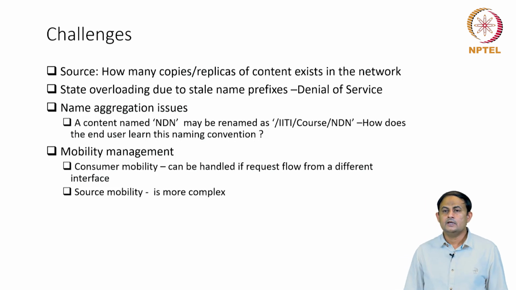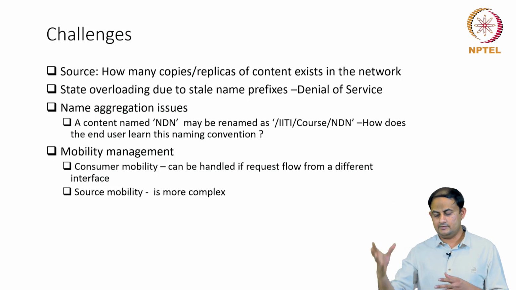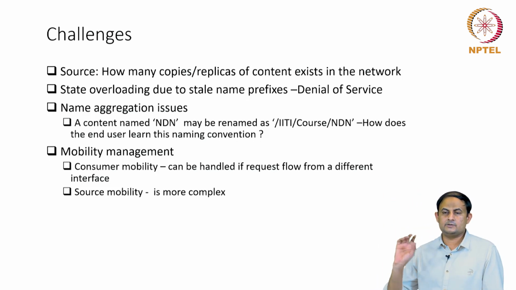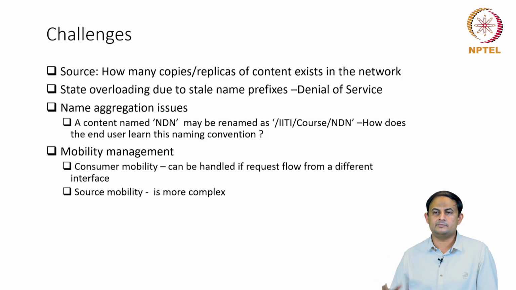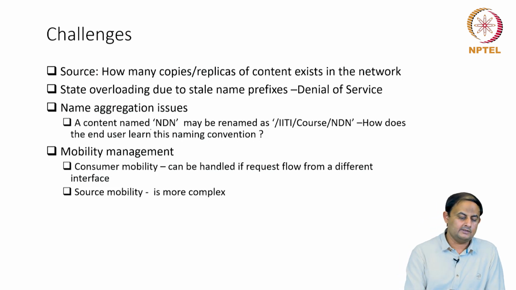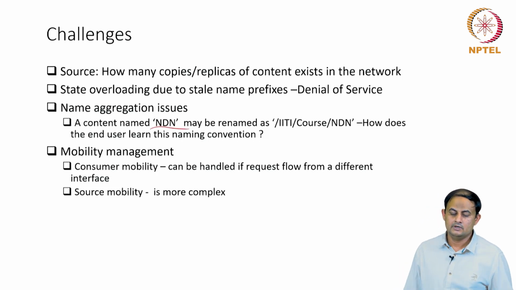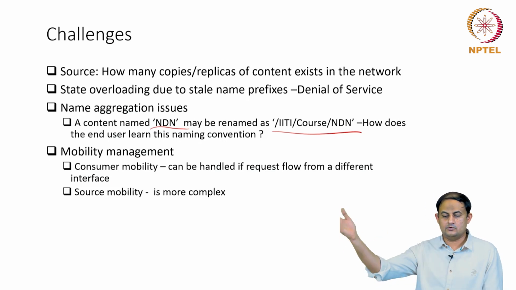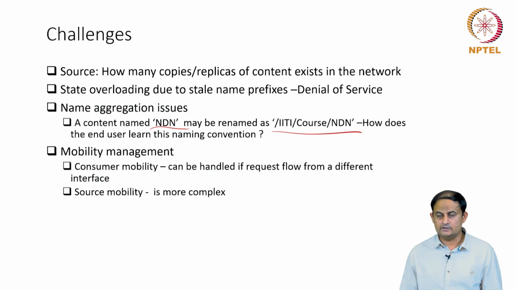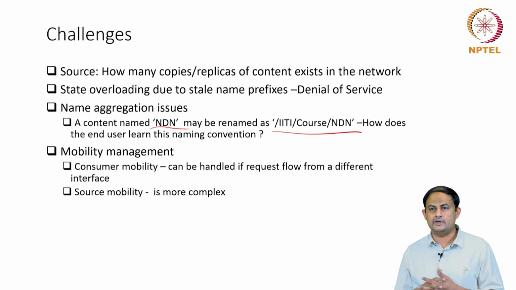Another challenge the ICN network brings is this: when the content is produced, it will be named with some name, and another service or entity which is oblivious to the producer can actually change the name of the content. So for example, whatever is NDN for the producers might be renamed at a subsequent point of time to bring some structure to the naming, to something like IATA./course/NDN. If the consumer does not understand this renaming mechanism, then he may not be able to get the content.